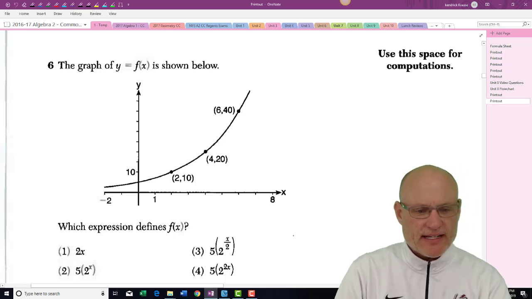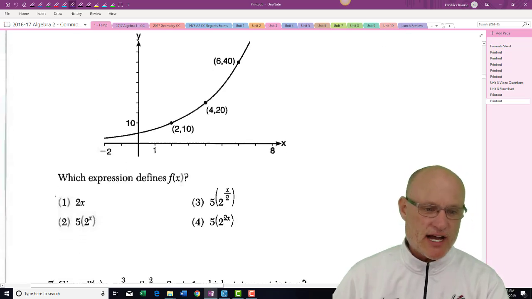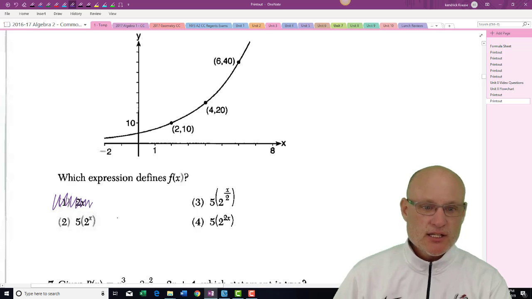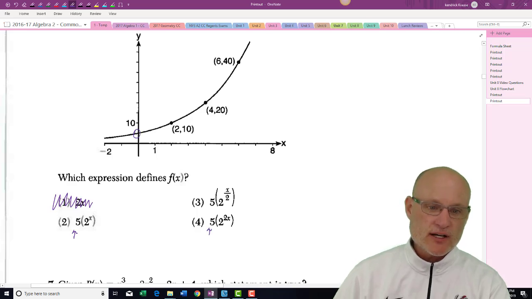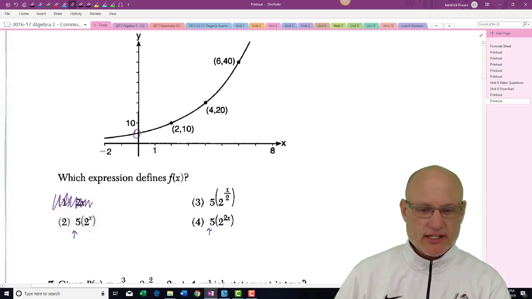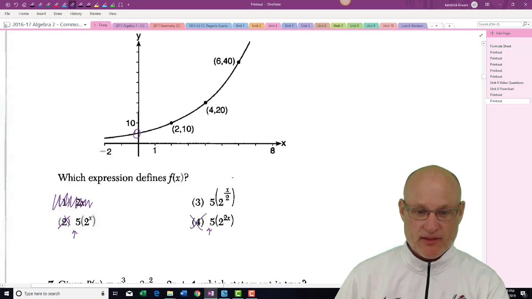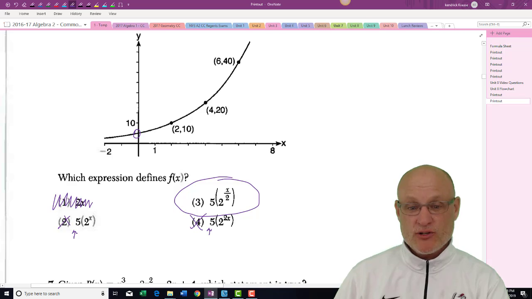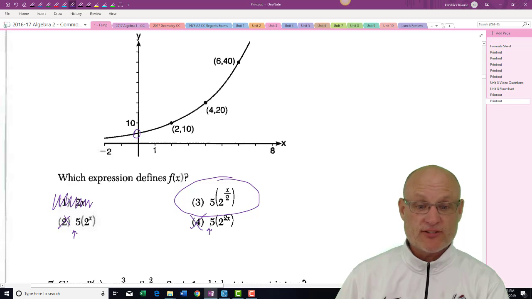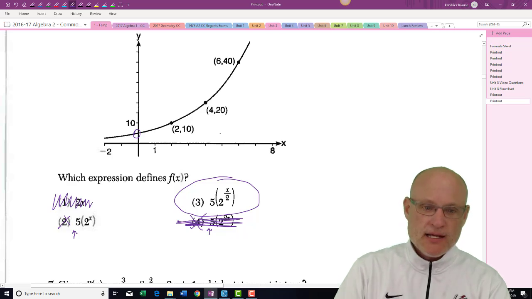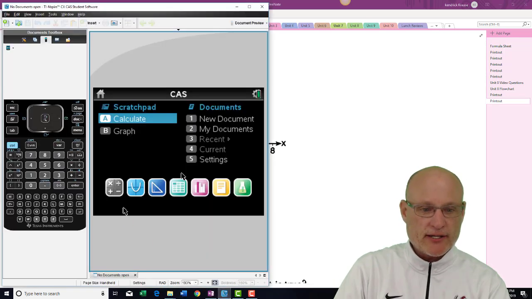Which expression defines this? Well, this clearly is not linear, and this one doesn't make any sense. They're all going through 5, so that's not going to make any sense. See how they go through 5 here. This 2 to the x, 2 to the 2x. I'm going to guess these two are probably growing way too fast. My guess is going to be this one because it's not growing that fast, but I'm not really 100% sure. 2 to the 2x is growing really, really fast, and 2 to the x is growing really fast, not quite as this one. This one's definitely not right. So it's probably 2 or 3. My guess is it's this one. Let's go check on our graphing calculator.